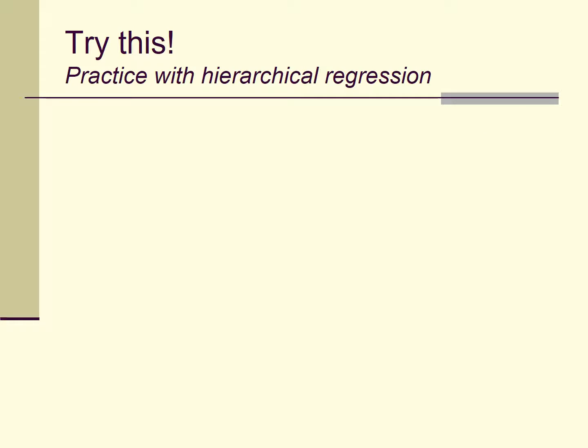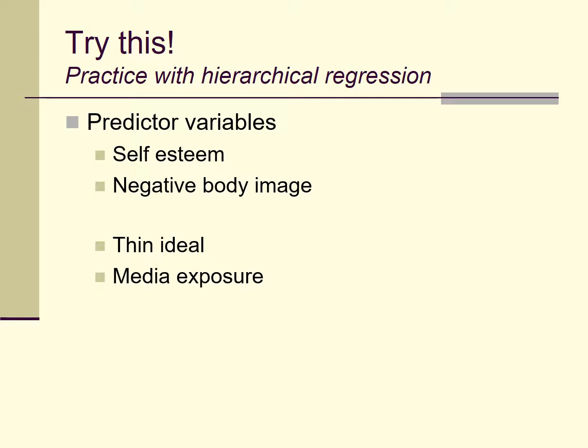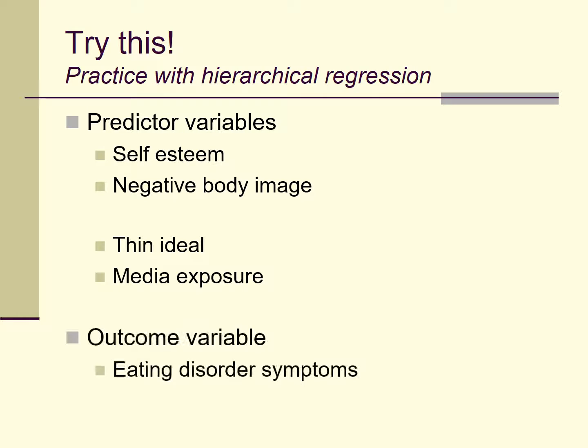So let's imagine in this example that we have some predictor variables like self-esteem, negative body image, a thin ideal, that's endorsing the belief that being very thin is an ideal way for you to be, and exposure to media, perhaps particularly media which exemplifies images of beauty that are perhaps unattainable for most normal people. And our outcome variable is eating disorder symptoms. So we imagine that all of these predictor variables are probably predicting our outcome variable, eating disorder symptoms.